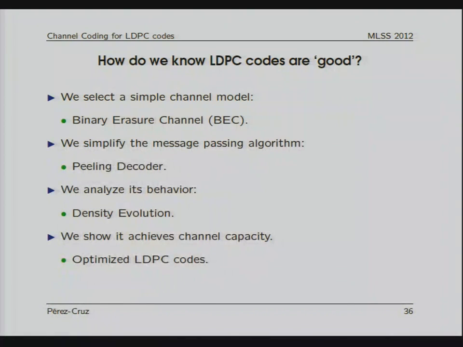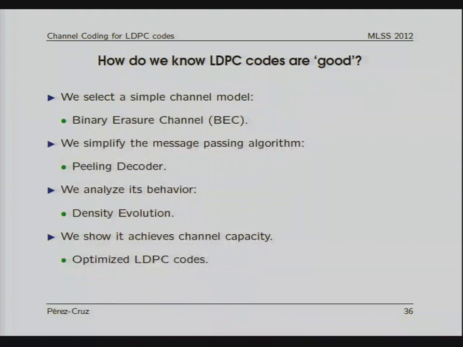Okay. So, how do we know that LDPC codes are good? In order to do that, the first thing that we're going to do is use a very, very simple channel model, the binary erasure channel. Then we're going to have a simplified message passing algorithm, this belief propagation. I'm sure some of you have heard about it before. It is the belief propagation algorithm done for the factor graph, and in this case it is what is called the peeling decoder. When you solve it for the binary erasure channel, once you see it working, you understand why it's called the peeling decoder.